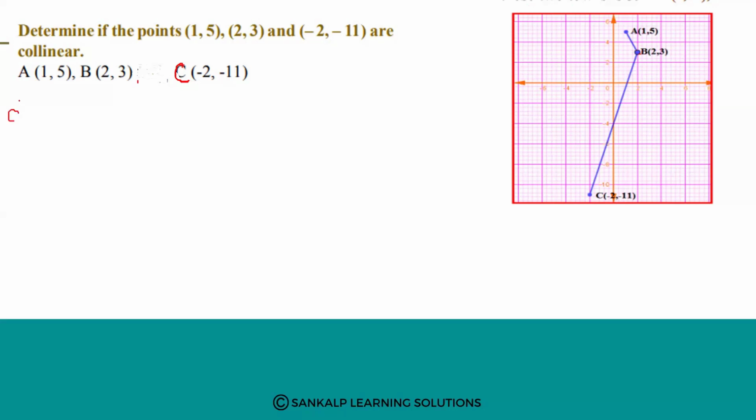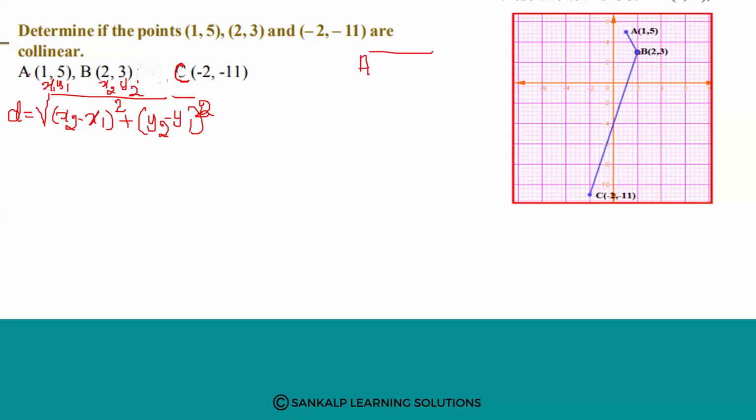So D is equal to, formula is square root of x2 minus x1 whole square plus y2 minus y1 whole square, right? From A to B, this is x1 y1 and this is x2 y2, right? Where did you start? You started from A and ended at B. So where you will start, that is x1 y1, where you will end, that is x2 y2. Remember, okay?